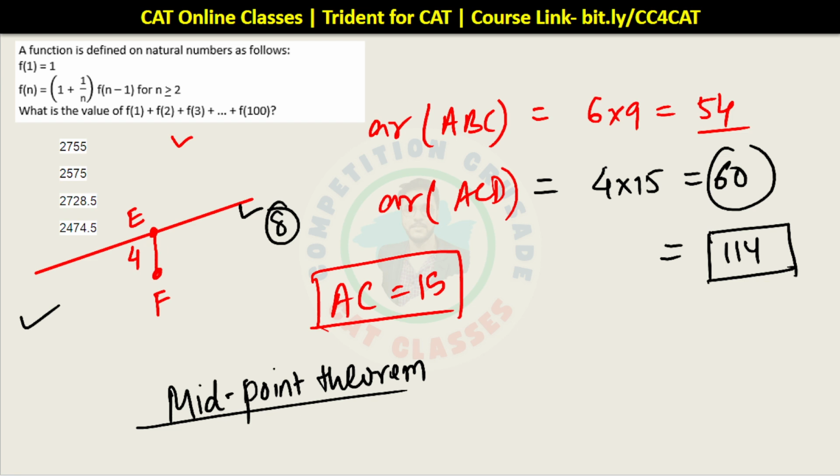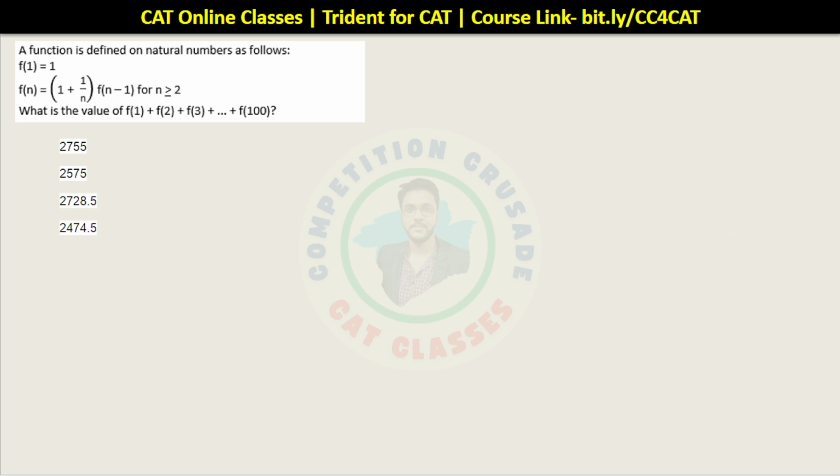Let's go to the next question. In this question, we are told that a function is defined on the natural numbers as follows. F1 is given as 1, and then there is an algorithm given for f of n. What we need to do is substitute the algorithm.